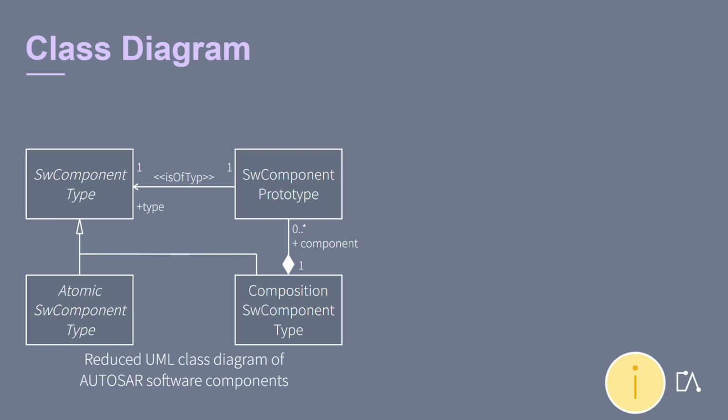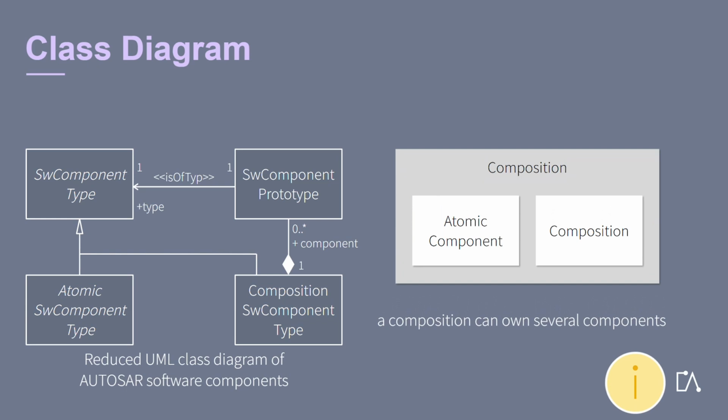Now we know three important facts about software components. First, there are different types of software components. Two of them are atomic components and compositions. Secondly, compositions are used as a structuring element to create hierarchies of software components. And thirdly, every software component type can be instantiated as a software component prototype. On the next slides we will learn more about these three aspects.